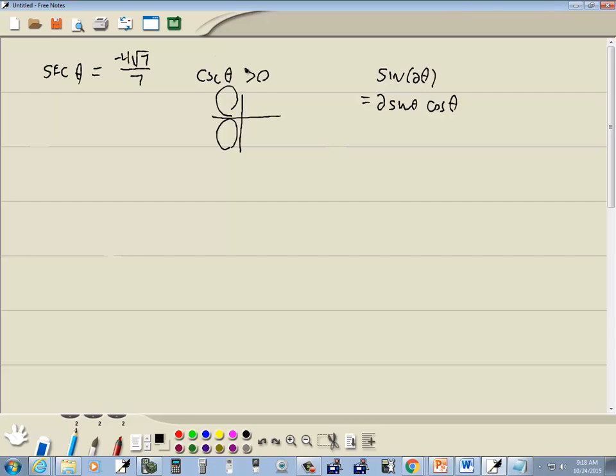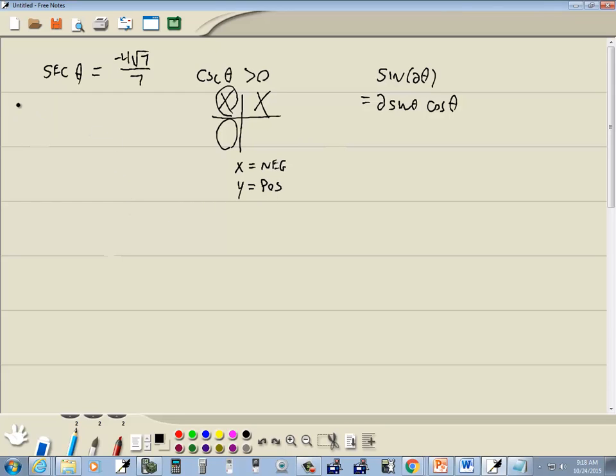Now, cosecant is greater than 0. Cosecant connects directly to our y, so it's saying y is positive, which is this quadrant and this quadrant. So where they're both true is quadrant 2. So that's what we're dealing with. Keep in mind in quadrant 2, the x values are negative, and the y values are positive.